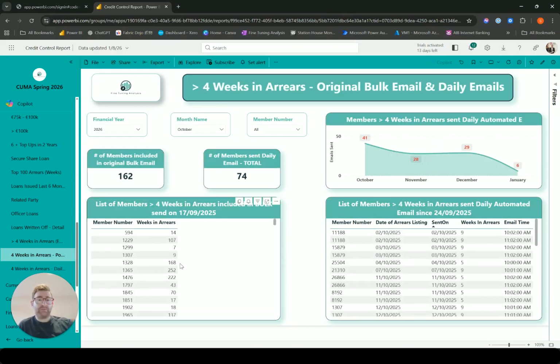And what we can then do is we can see, okay, 41 automated emails were sent in October, 28 in November, 29 in December. We're only 8 days into January, and we're at 6 for January already, okay? And that's the list of people here.